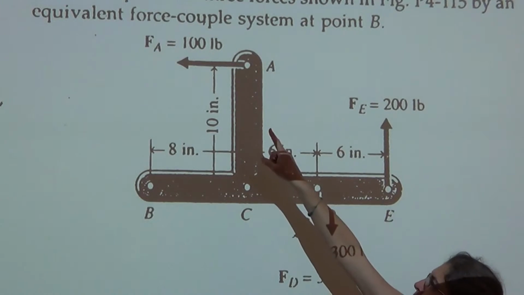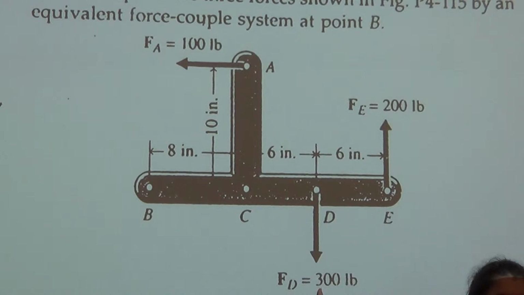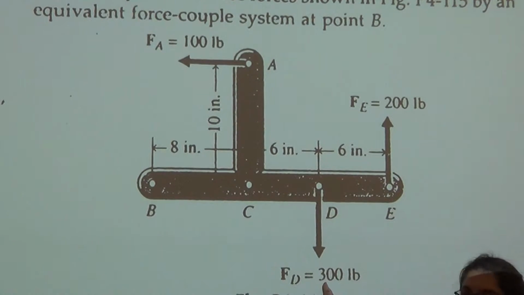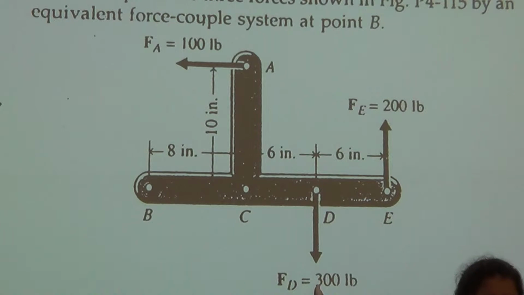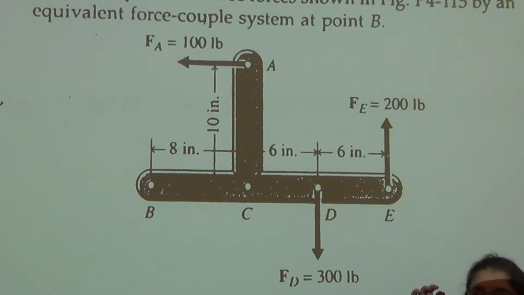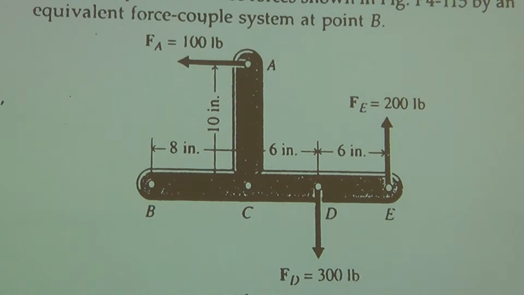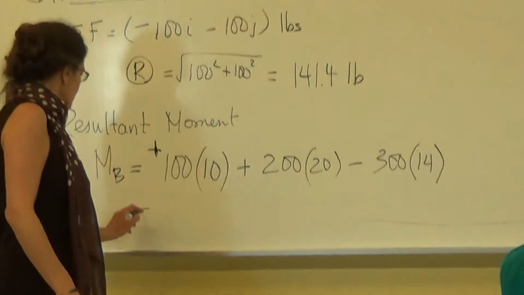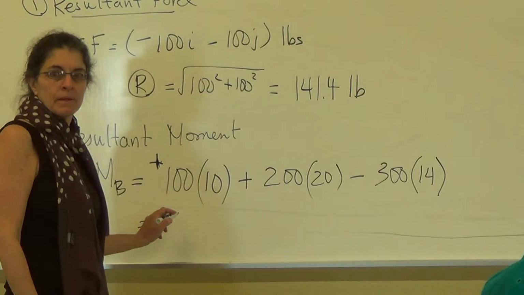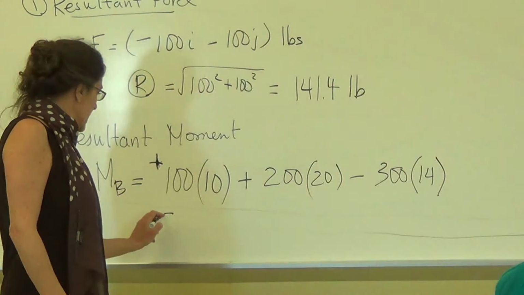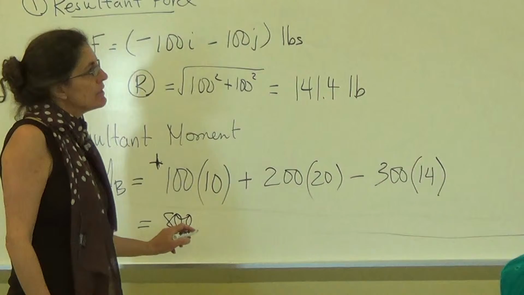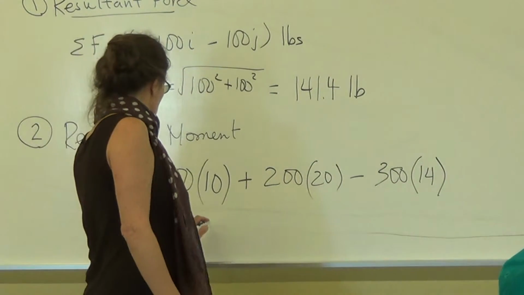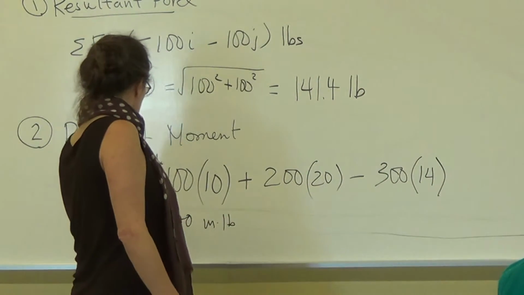Is that 100 and this 100 a couple? No. Why not? They're parallel. They have the same magnitude, but they're not opposite in direction. So what does this turn out to be? 4,000, 1,000, 5,000 minus, what is it? That's inches. 800. 800, and it's inches? Inch-pound, positive, right?